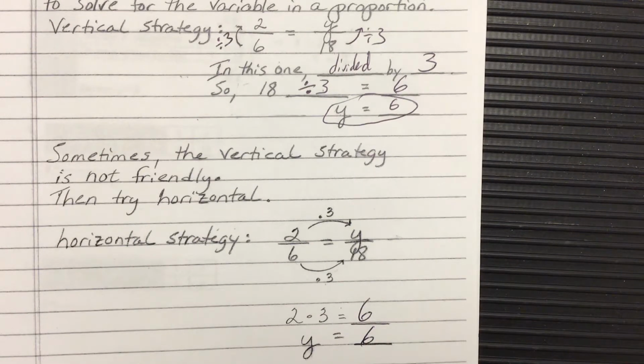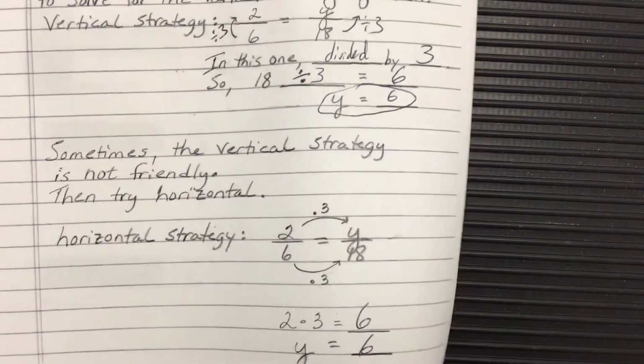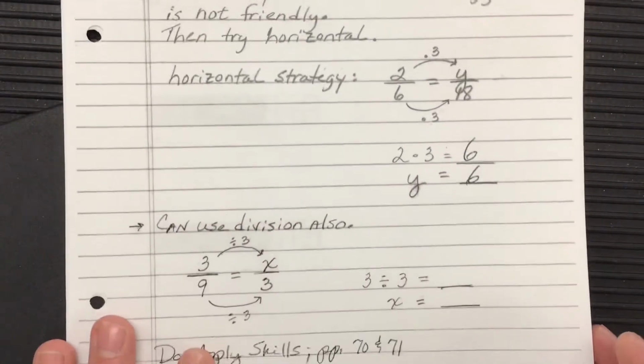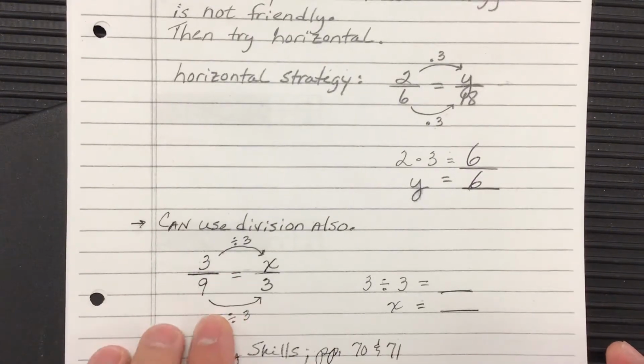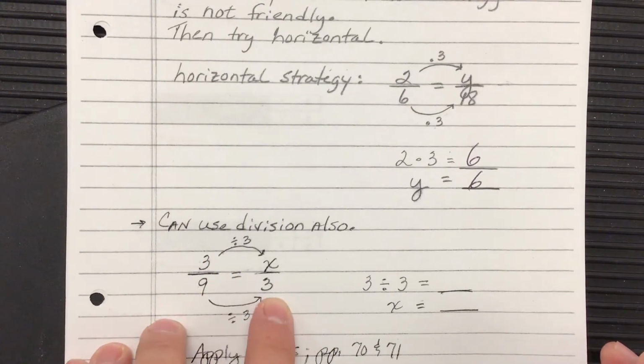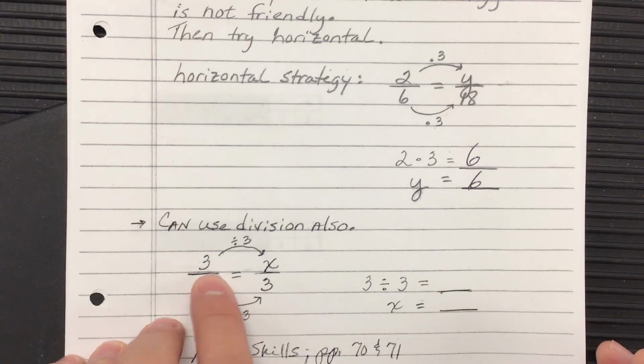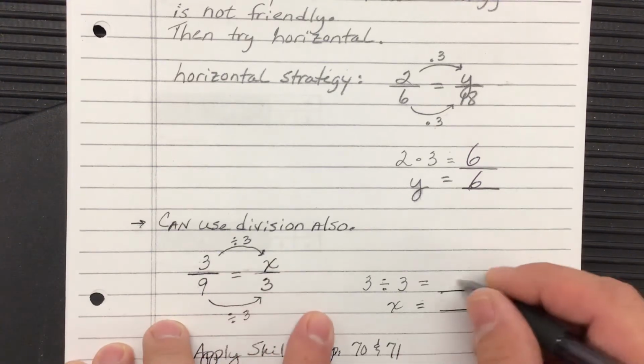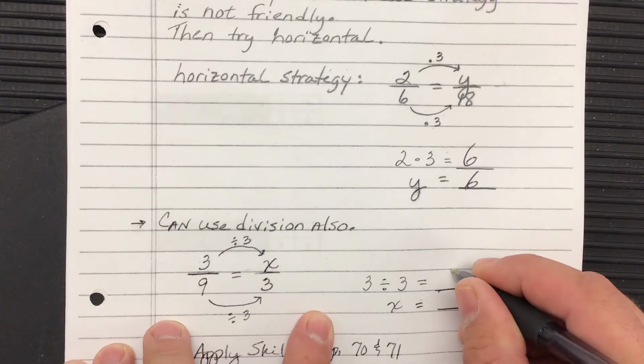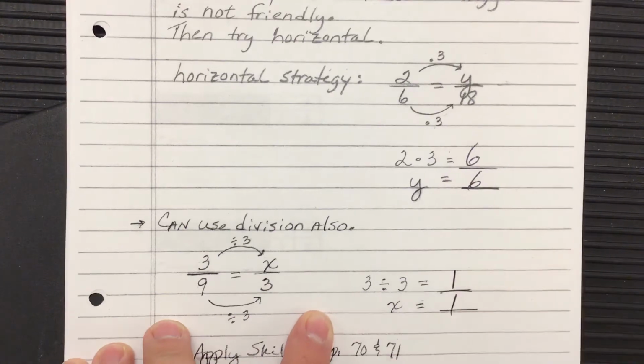Okay, also on our horizontal method, we could also divide. How do I get from 9 to 3? Divide by 3. So what's 3 divided by 3? 3 divided by 3 is 1. So x would be 1.